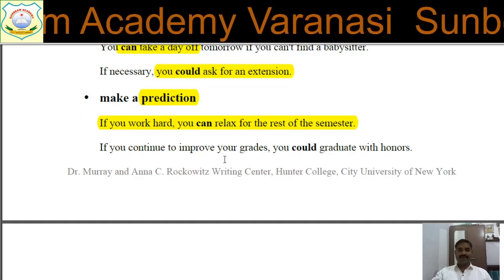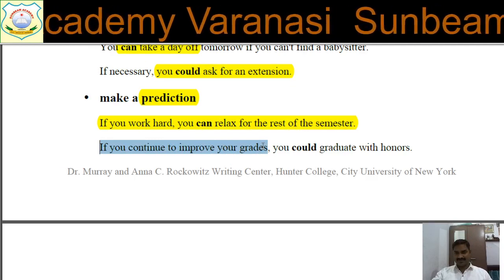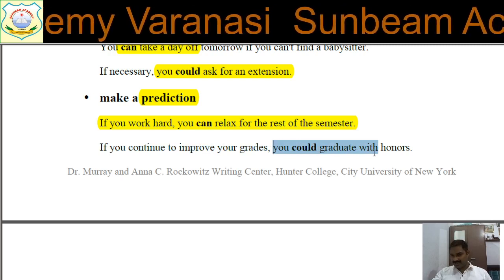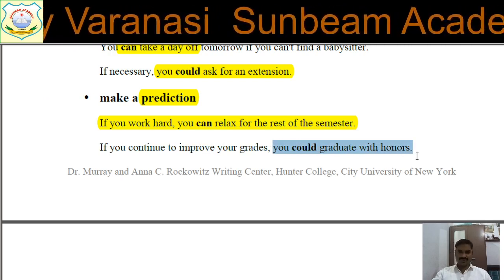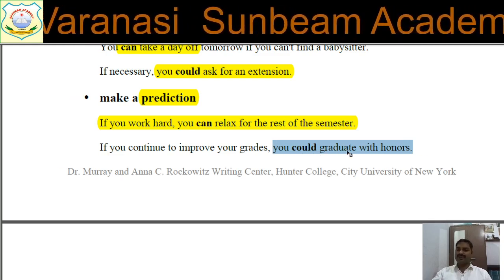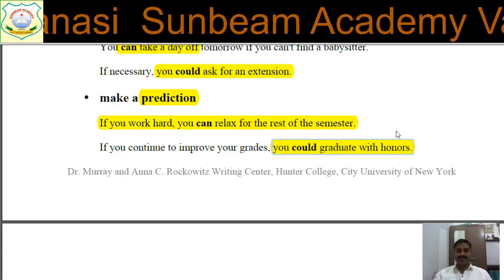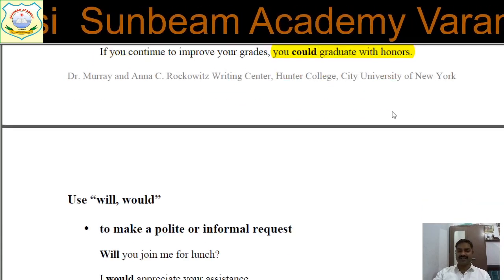Okay. Next example is if you continue to improve your grades. Okay, you could graduate with honors. Okay, it is written you could graduate with honors. So here again you can see that the prediction is done. Such sentences can also be said to be conditional sentences.